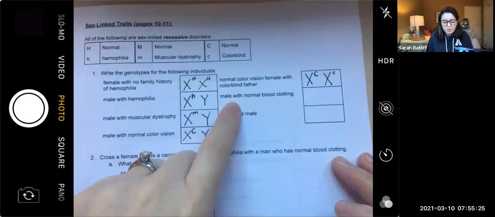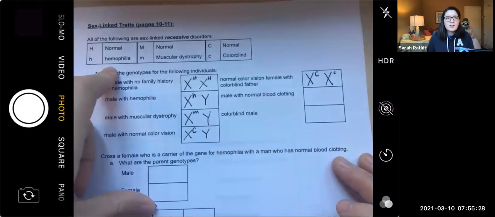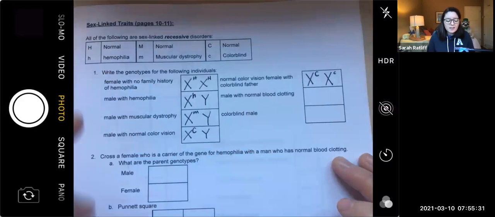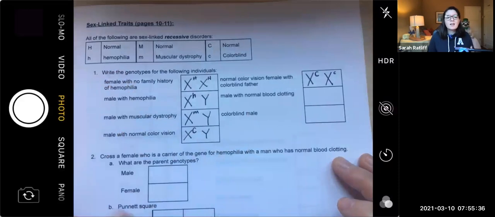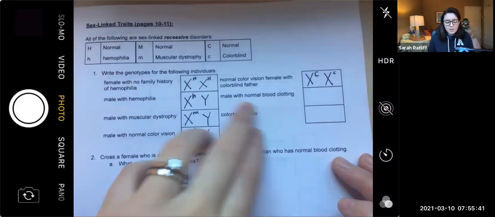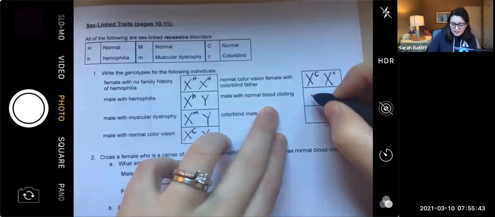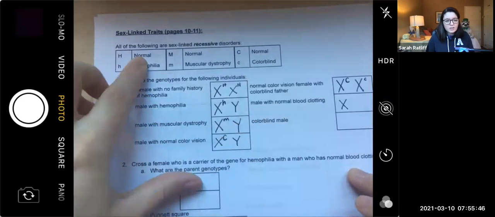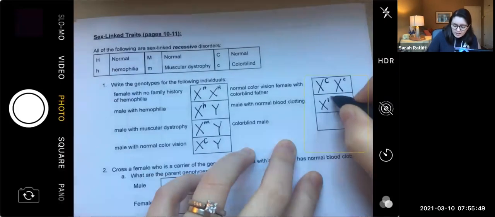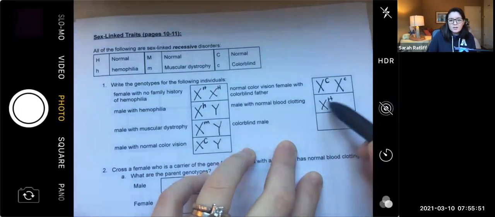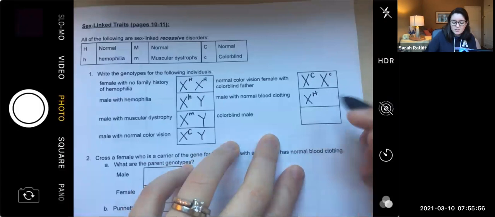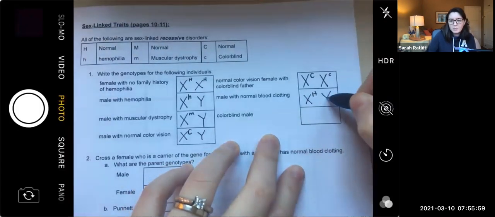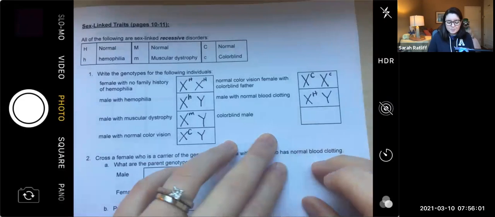All right, next up, a male with normal blood clotting. So hemophilia is a lack of platelets or blood clotting factors, so that people with hemophilia, if they get cut or something, they bleed for much longer because their blood doesn't clot as quickly. So a male with normal blood clotting, he's going to have at least one X. And looking here, normal is capital H. Again, he only has that one X chromosome, so he only gets that one allele. Whatever he gets is what he gets from that X. Since he's normal, we get a capital H and a Y, because he's a male, we get X and Y chromosomes.